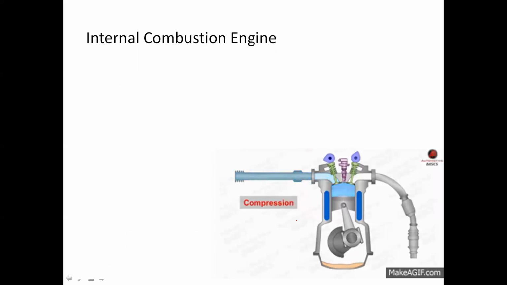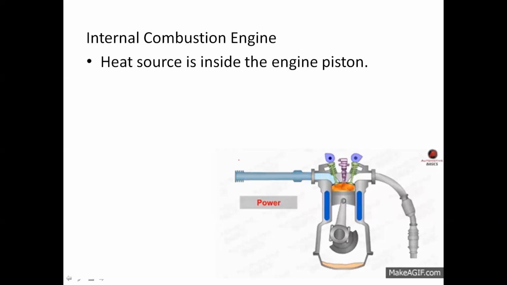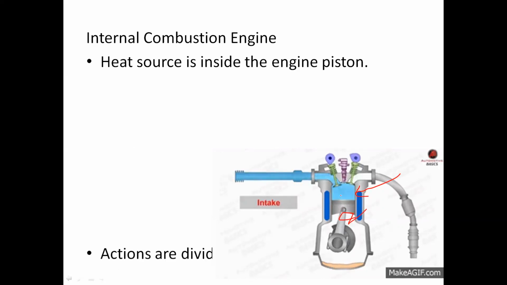First, let's learn more about the internal combustion engine, the one that we typically see inside car engines. When we talk about the internal combustion engine, the heat source is found inside the engine piston. In this illustration, this one is the piston, the one that is going up and down.